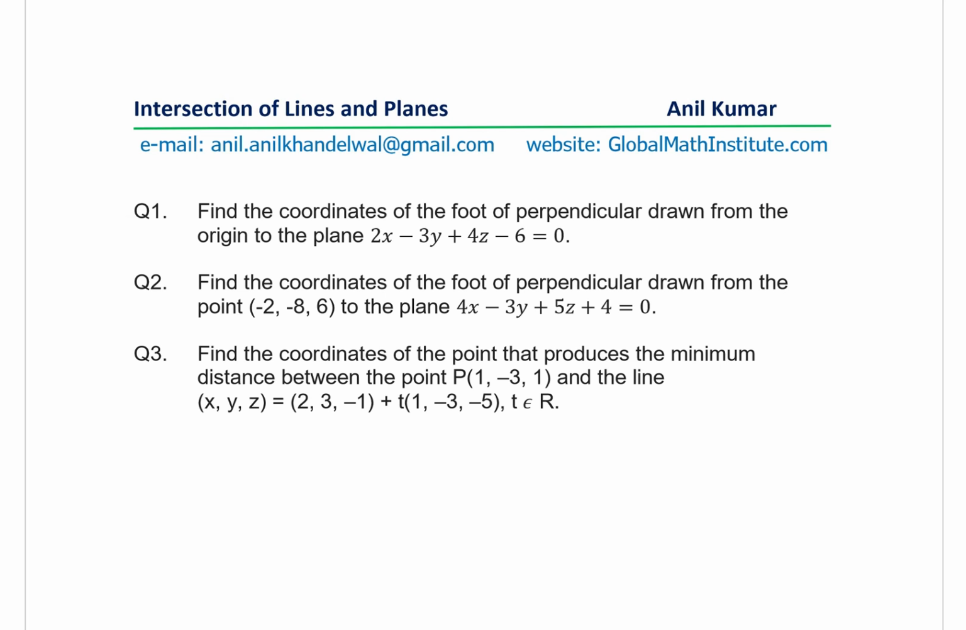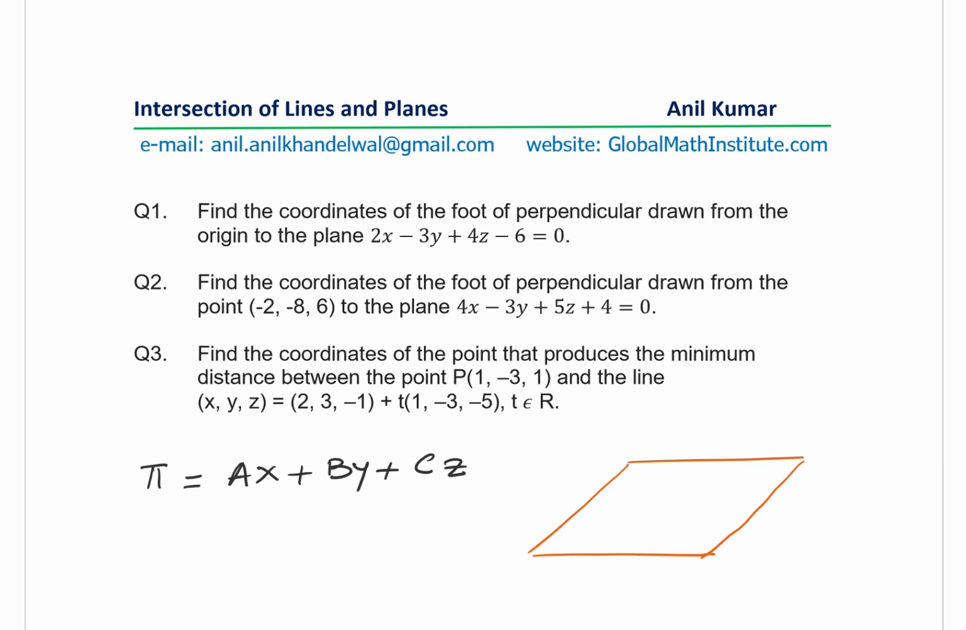Well, here is the very basic concept. Let's consider the planes. Let's say we have the equation of the plane, and let me write down a general equation as pi equals ax plus by plus cz equals d. In that case, the normal of the plane is (a, b, c), right? So that is the normal to the plane.